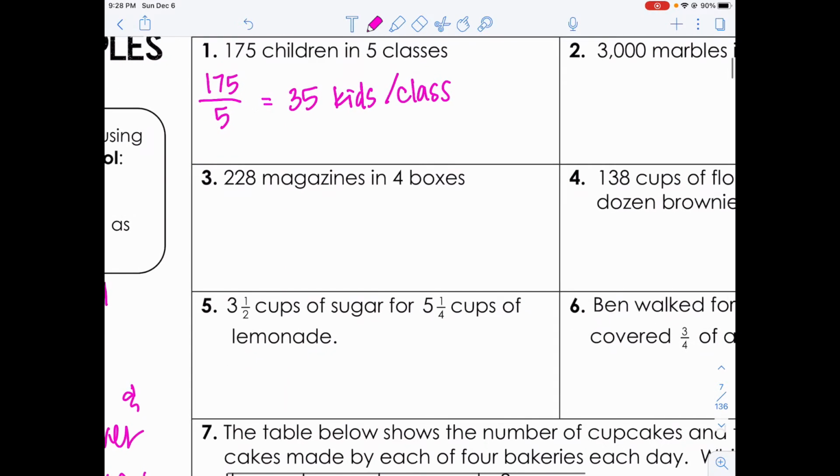Moving on to number 3, 228 magazines in 4 boxes. First thing we're going to set up our ratio, 228 to 4. And now I'm going to make a unit rate out of this, so I'm going to put it in my calculator. 228 divided by 4 equals 57 magazines per box.